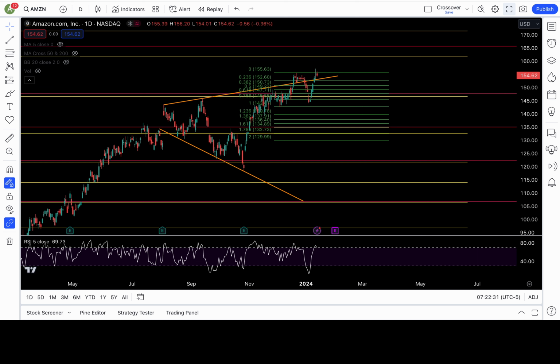Amazon, I keep forgetting to cover Amazon. I'm so sorry to my viewers who watched this part of the video, but I got you. Inside candle setup on Amazon as well. Mother candle's range is 153 to 157. Anything between this range, guys, is chop.